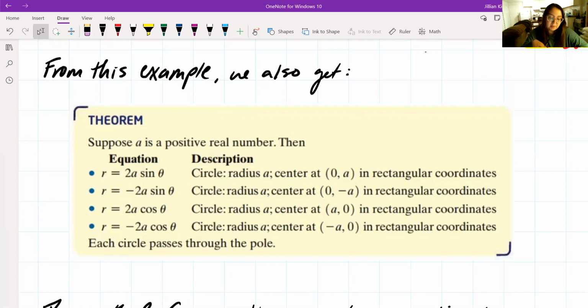So just by reading this theorem, we can actually very quickly discover what our radius is going to be and where our center is going to be. And then we determine that each circle then passes through the pole as well. So using these, it can be pretty straightforward to identify from our given polar equations what these would end up looking like in our rectangular coordinate system.